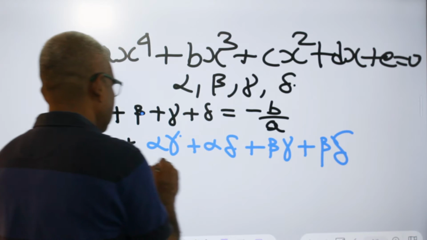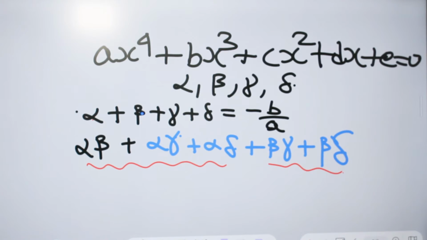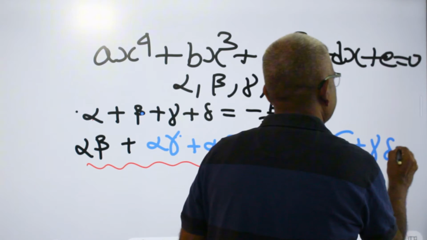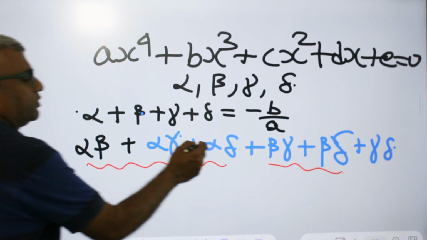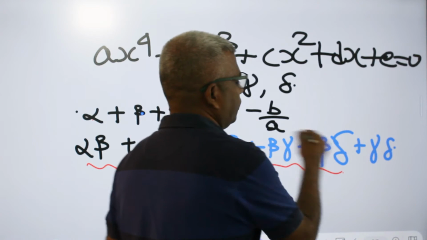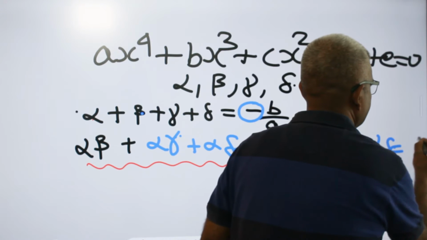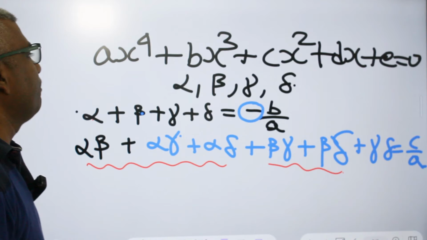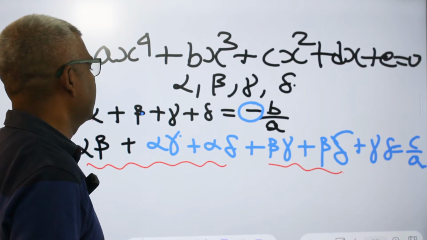This 3, this 2, then what else is possible? Gamma delta is left over. Gamma delta. So this is 1, 2, 3, 4, 5, 6. What will come for these 6? I told you always alternate sign. Here it is plus, so c by a. That is the coefficient of x squared divided by the coefficient of x power 4.